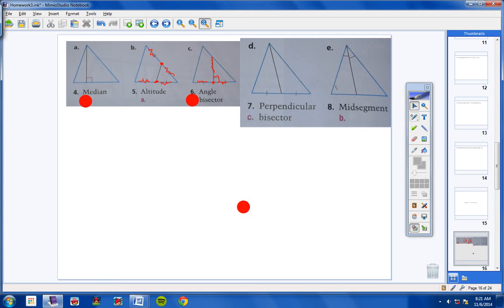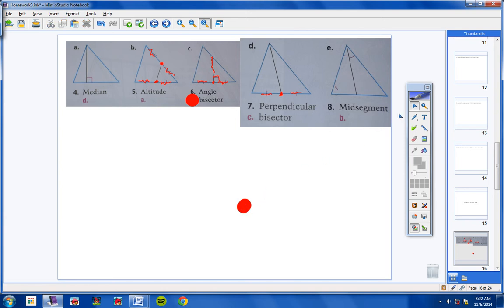Okay, now let's look at triangle D. Notice we have a line drawn from one vertex to the opposite side in such a way that it hits the midpoint right here, because this segment here is congruent to this segment here. We call that a median. So number 4 should have the letter D with it.